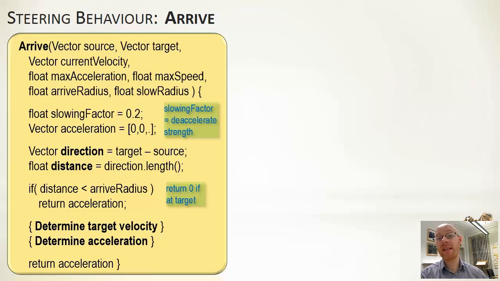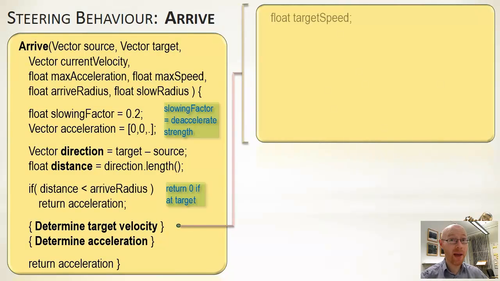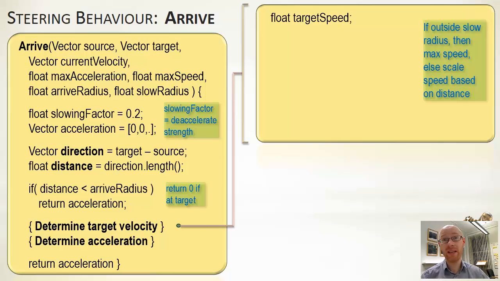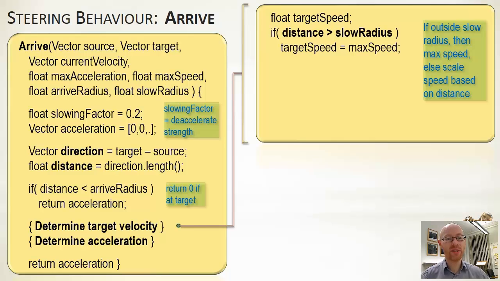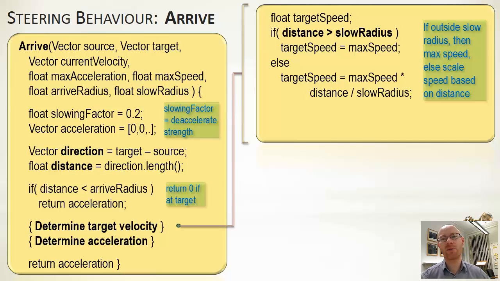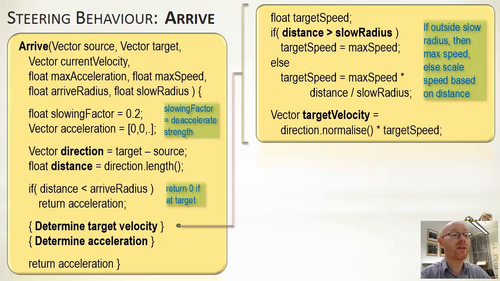For determining the target velocity, it's going to be very similar to the kinematic one. We've got a target speed. If the distance is greater than the slow radius, so in other words, we're quite far away, we don't want to slow down yet, our target speed is just maximum full speed ahead. If we're within the slow radius, then we pick a target speed that is less, it'll scale down. And as the distance decreases, then our target speed will decrease itself. And then finally, we're producing from that our target velocity.